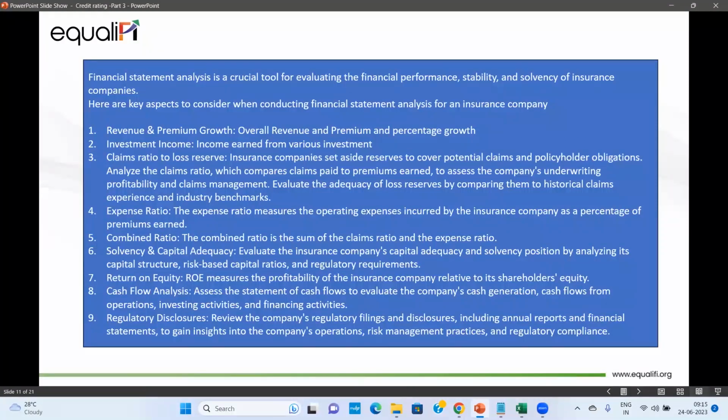Next is investment income. Why is investment income important for an insurance company?